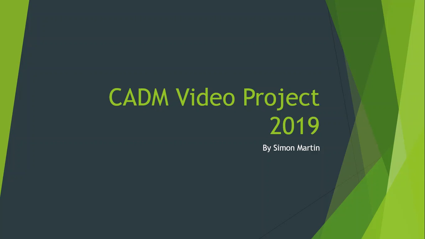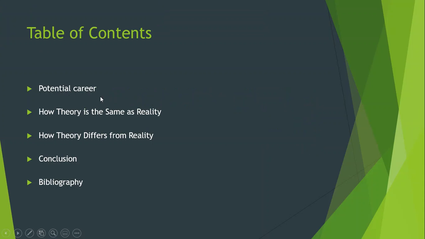In this video, I will compare the theory learned in class about the softwares Microsoft Word and Excel to reality. To do so, I'll have to quickly discuss the potential career that interests me, so I can see how the theory applies to it. Once I have explained it, I'm gonna discuss how theory is the same as reality and how theory differs from reality from my point of view. That's where I'm gonna wrap it up and conclude. Then I'm gonna show you quickly my bibliography that I used for my video.